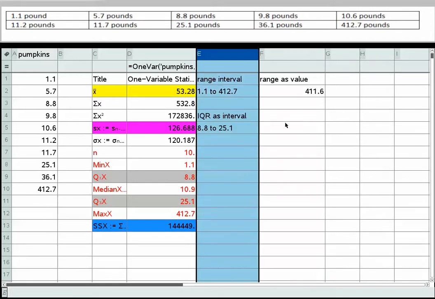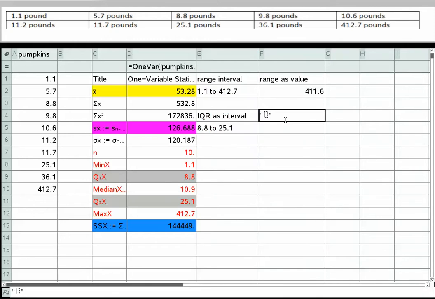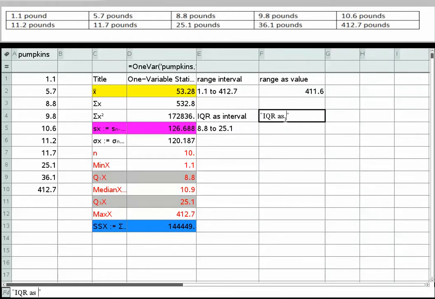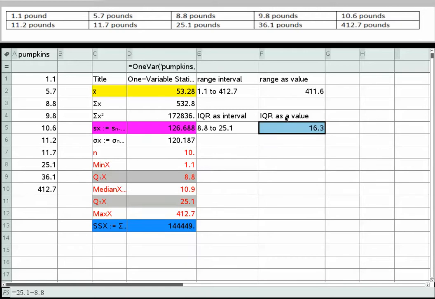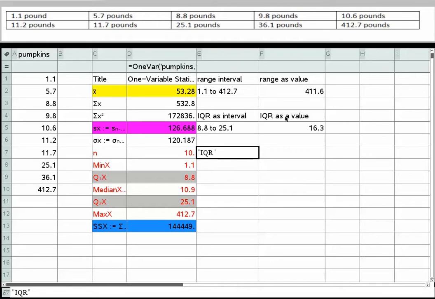Now we want you to also do some stuff with it, so I'm going to do IQR as a value. And to do that, we're going to take that 25.1 and subtract that 8.8. All right, so 16.3. Now, I kind of messed up. I have a typo on my formula for fences. That's why we're going to get rid of that question.